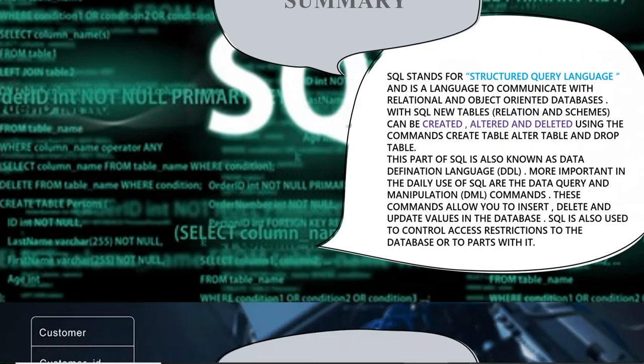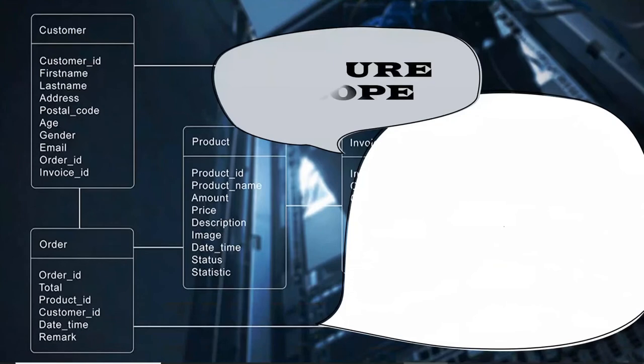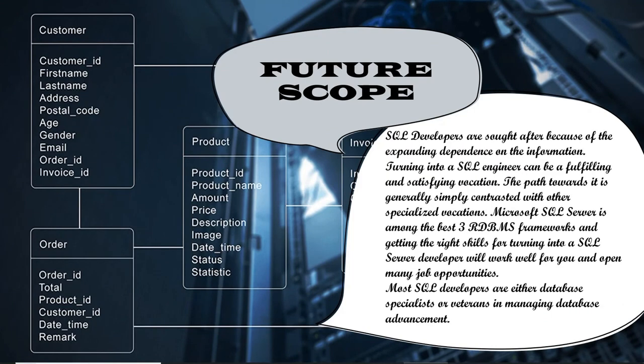Now, I'm going to talk about the next thing, which is the future scope. As you have seen the summary part, what does it actually include? Now we'll see whether we have any future in this. So we're going to talk about the future scope of this.